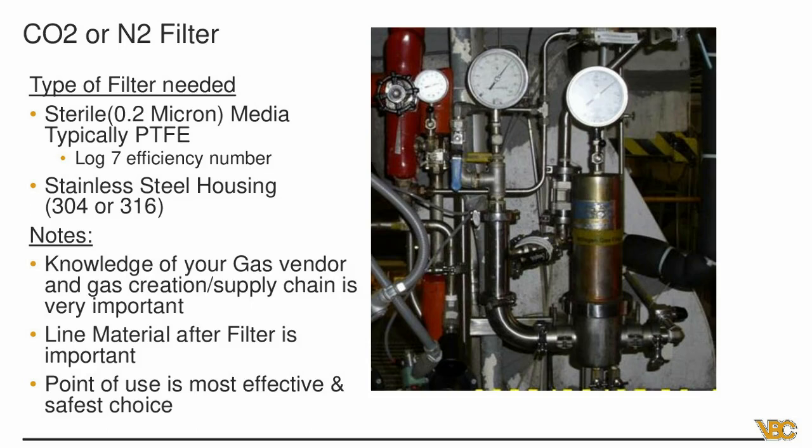Second part of the notes, very similar to the air and oxygen supply: the line material after the filter is really important. And the point of use is most often the most effective way to go. The more you can eliminate extra costs from line material, the easier it's going to be for you. If you can use a less expensive line material prior to a filter, use the filter and then use stainless after that to get to your equipment, that would be great, because that would help ensure that you're getting the highest quality filtering into your process. But to do that, you've got to make sure you have a filter there and then the effective line material afterwards.